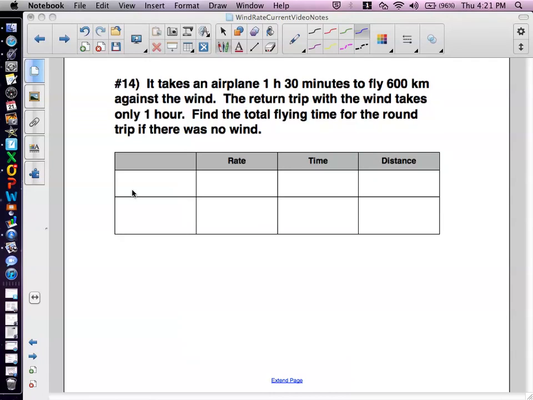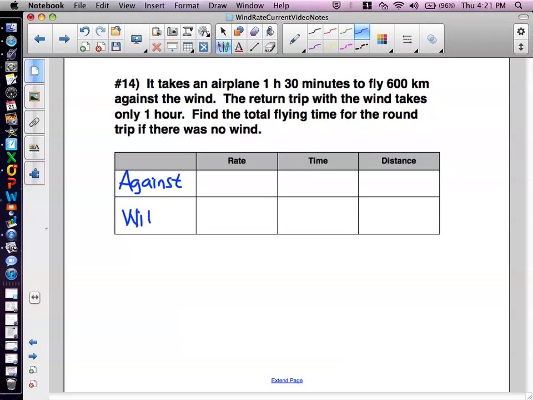I'm going against and then with the wind. And against the wind, I'm going slower. And with the wind, I go faster. My travel time against the wind is 1.5 hours, and my travel time with the wind is 1 hour. And round trip 600 is the distance for both.